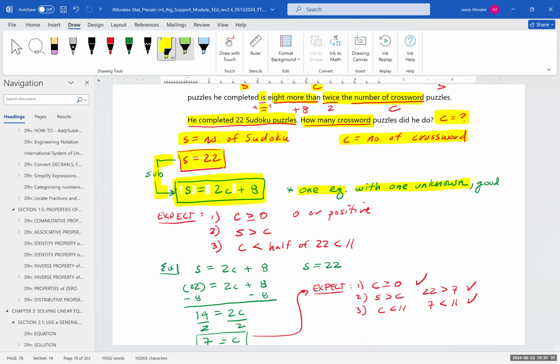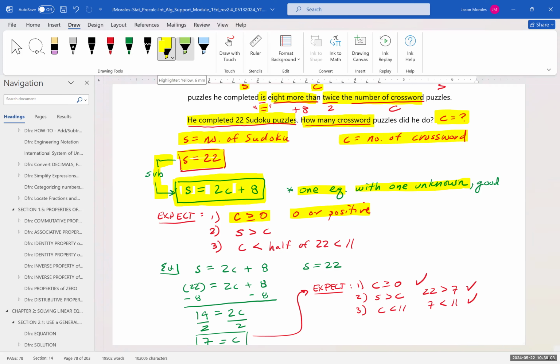So now let's look at our expectations. What do we expect are the relationships here with our variables in this word problem? Number 1, we expect that the number of crossword puzzles we're going to get is either going to be 0 or positive. So we're expecting C, our answer, to be a positive number. If we get a negative number, there's a problem.